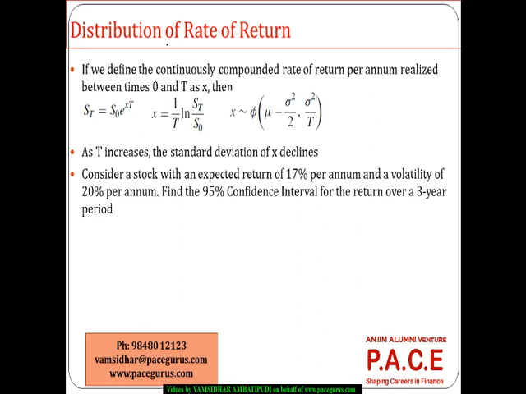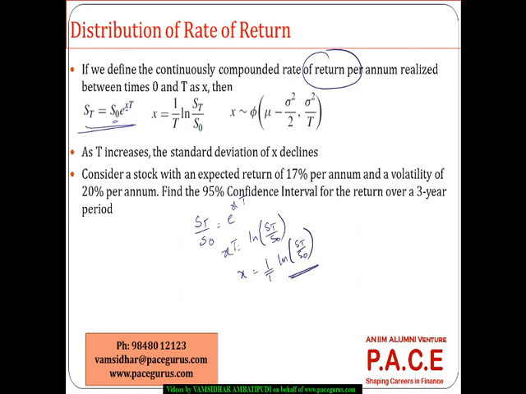So we are looking at a continuously compounded rate of return per annum. If I say it is x, we are saying the final price is the initial price S0 times e to the power of xt, which means I can say St by S0 is equal to e to the power of xt, and from that, x comes out as 1 by t times log St by S0.